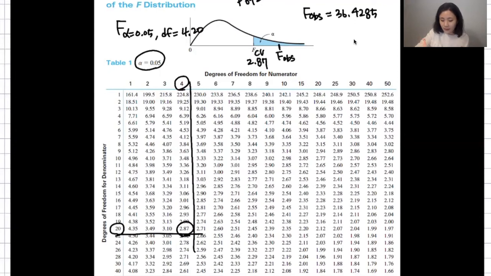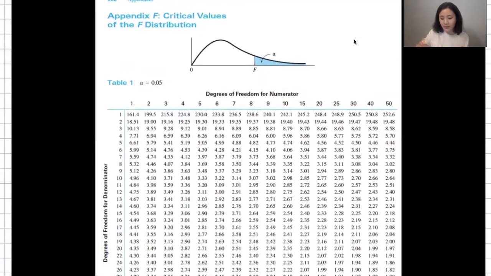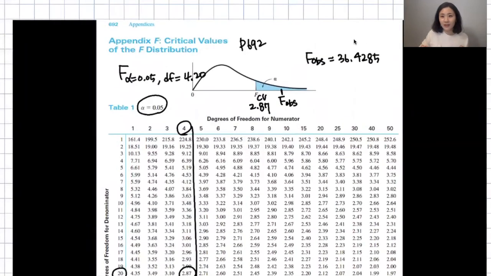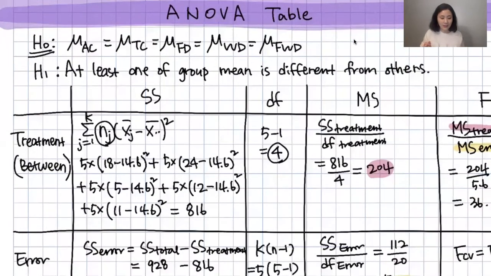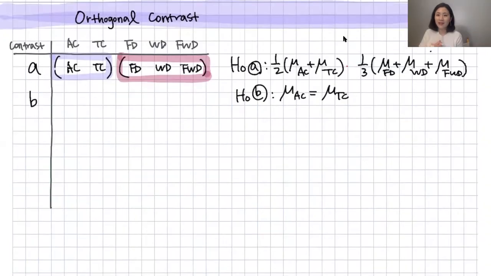After the critical value, that is a rejection area. So we can reject the null hypothesis. When we reject the null hypothesis, we need to compare one mean with another mean. At least one of the group means is different from the others. So to compare one mean with another mean, we are going to learn linear contrast. Especially, I'm going to make orthogonal contrasts.